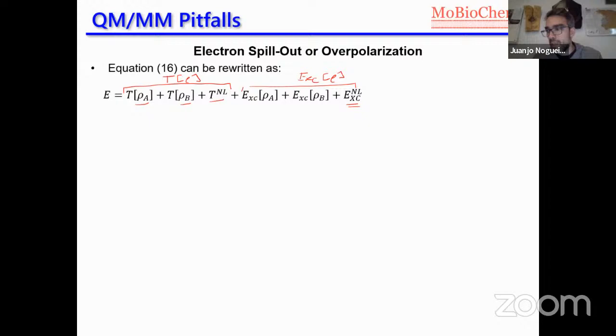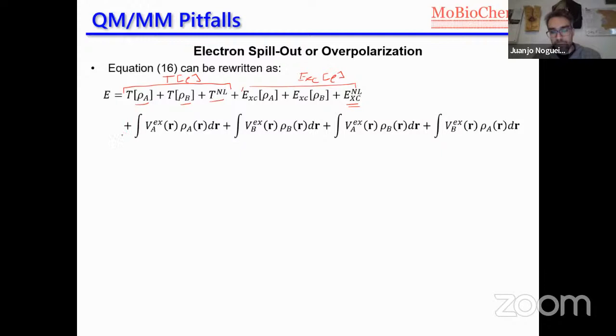And now, if you remember, we have here the nucleus-electron interaction. And here we have nucleus of A interacting with electrons of A, nucleus of B interacting with electrons of B, nucleus of A interacting with electrons in B, and then nuclei B, electrons A. Okay, so we have A with A, B with B, and these two terms which are A with B. This is the total nuclei-electron interactions.